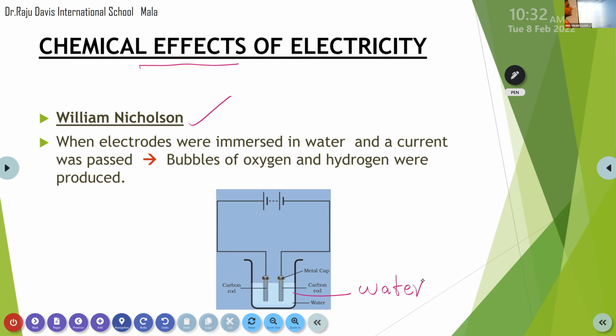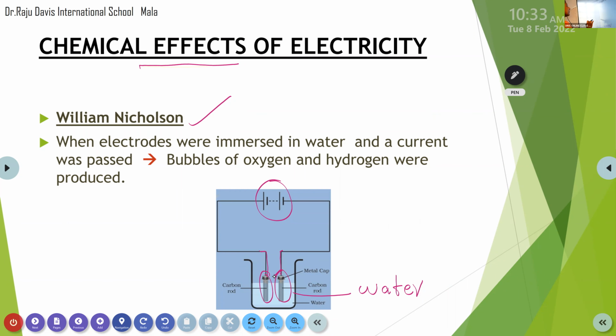Is this diagram an electric circuit? Yes, ma'am. It contains one liquid, electrical wire, and what is this? Battery. So two cells are there, connected to a battery. And here at the end of this electric wire, two metal rods are there. Can you see this? Two carbon rods are here.